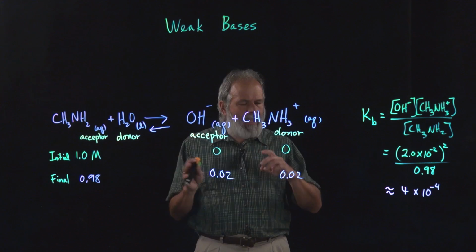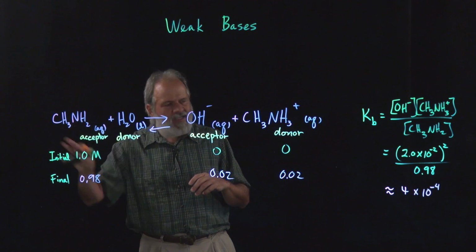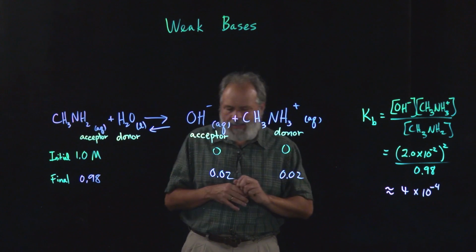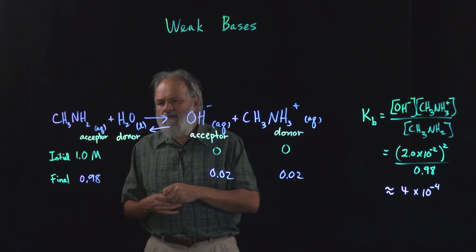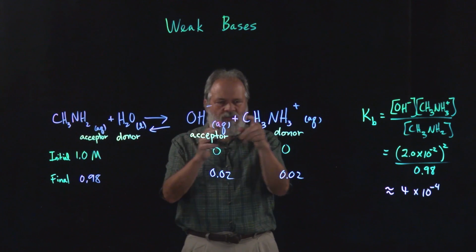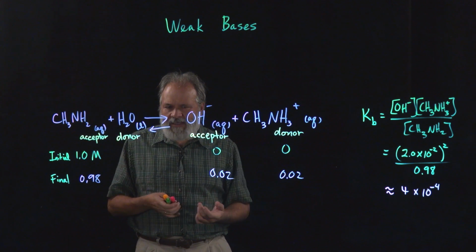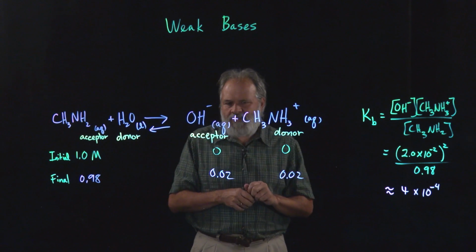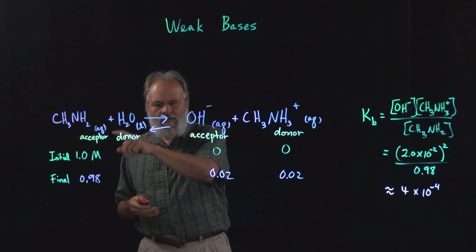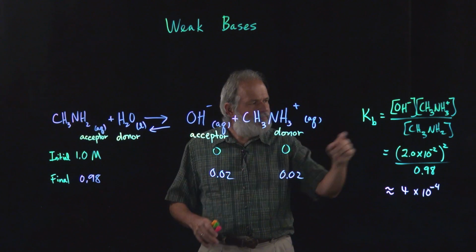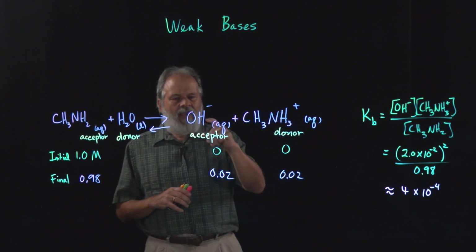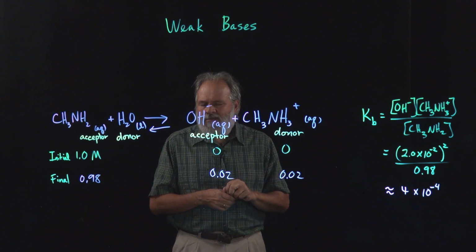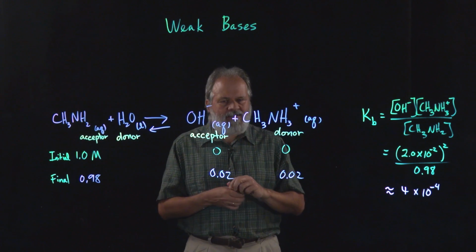If we use a different base, we're going to get different equilibrium concentrations, and we're going to get a different number for the equilibrium constant. Since all of the stoichiometry is 1 to 1 to 1 to 1, we can directly compare the magnitude of the equilibrium constant to determine how much product gets made. So the larger the K, the more product we have, because the numerator is larger, and the more product we have, the more basic the solution is going to be, because there's going to be more hydroxide.